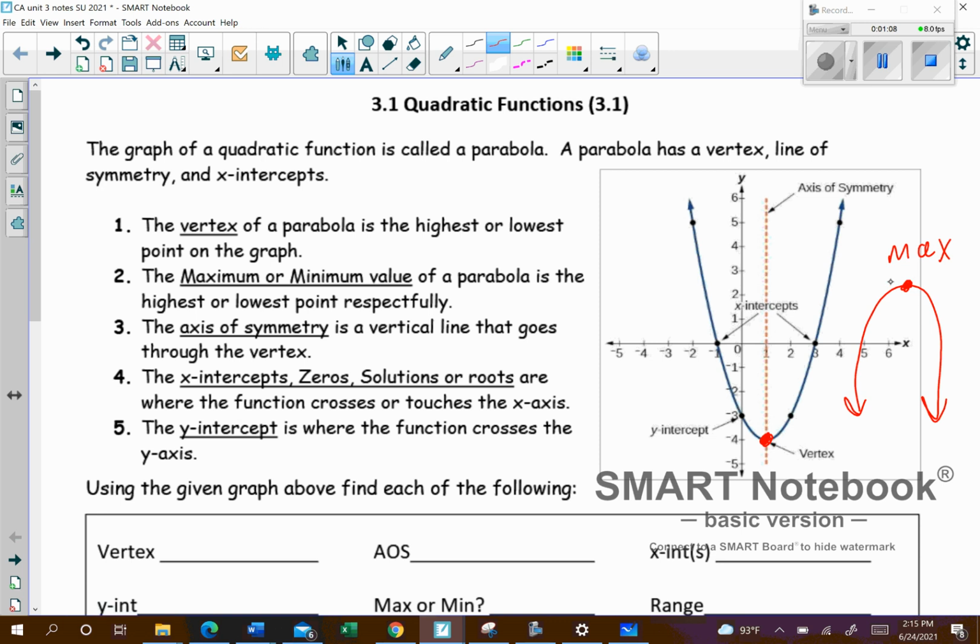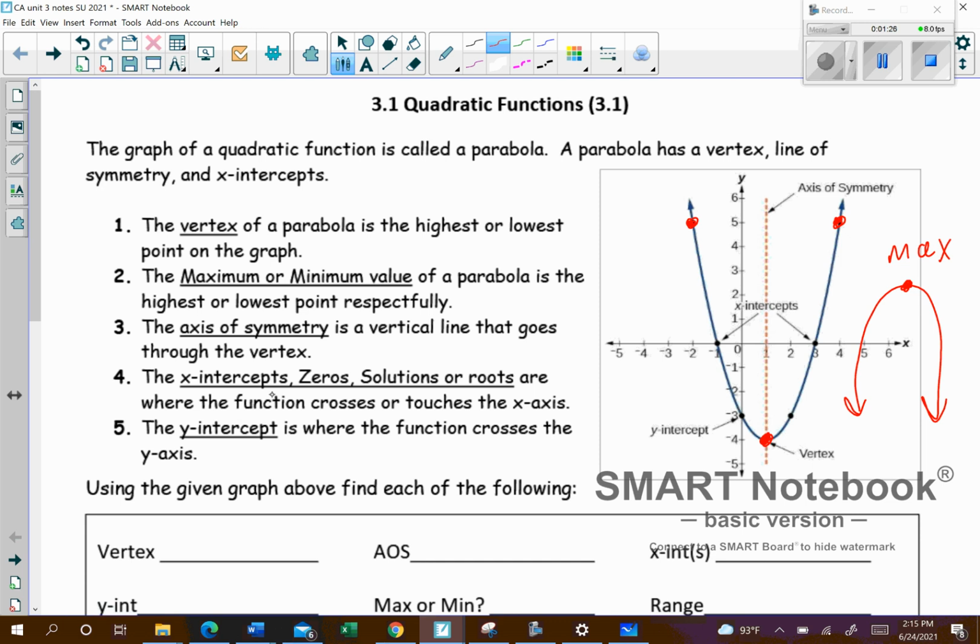And then our axis of symmetry is just a line that cuts straight through it, and it's a mirror image on both sides, so that if I find a point here, I can reflect it across the axis of symmetry to find another point on the other side right there.